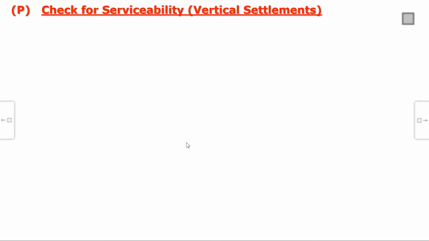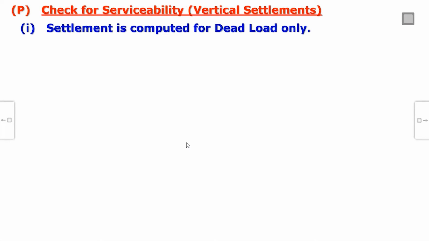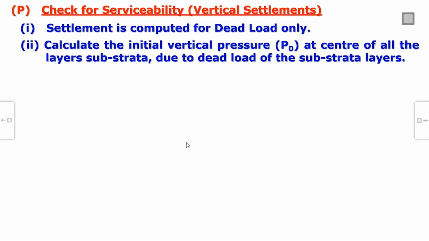Yes, sir. Okay. This is the last check. Check for serviceability, and we check for vertical settlement. Again, a very simple calculation. You calculate settlement only for dead load, because this is given in combination C of 8006.